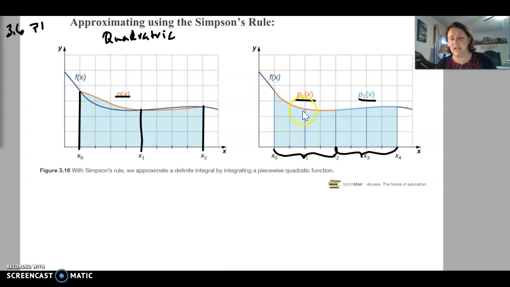So the smaller the subintervals that we take, just like we talked about with the rule of integration, the smaller the subintervals are, the closer we get to the actual function. So we're taking 2 subintervals and using those 2 subintervals to write a quadratic equation. So let me go to the book on OpenStax, and we'll look at the proof of Simpson's rule real quick.